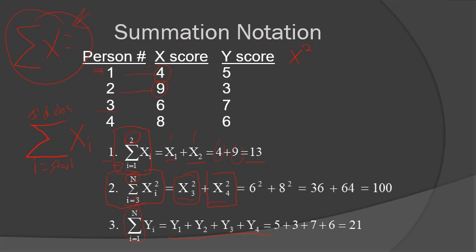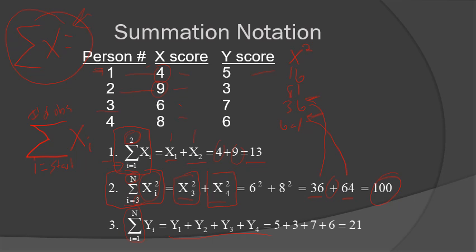So for person 1, you've got 4 squared, which is 16. For person 2, you've got 9 squared, 81. Person 3, 6 squared, 36. Person 4, 8 squared, 64. And that corresponds to these two numbers here, because this is person 3's x squared and person 4's x squared. So if you see this like it is here, sum of x squared, you square the values first. So we squared them first, then you add them together, so we get the score of 100.